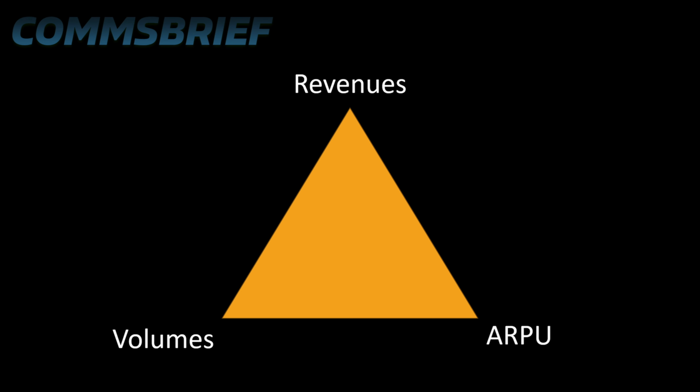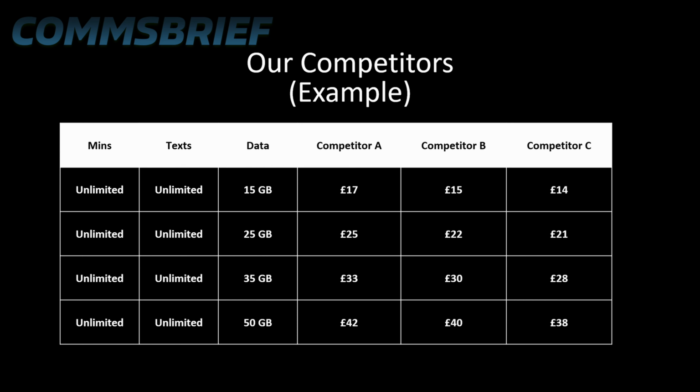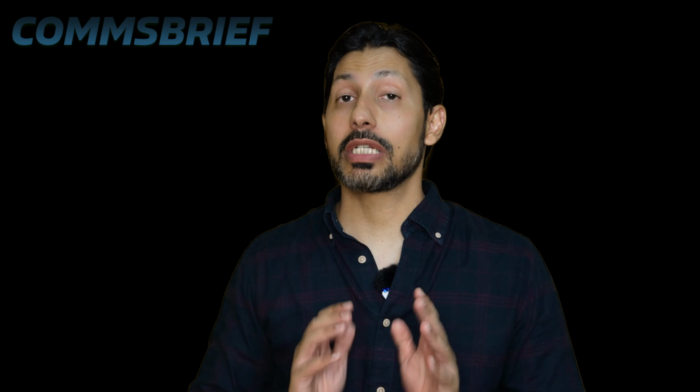Let's use an example to understand this concept. So let's say you currently have the following tariffs. Let's have a look on the screen. And let's say the competition is offering this. The first thing you have to do is to determine the pricing principle. And how do you do that?